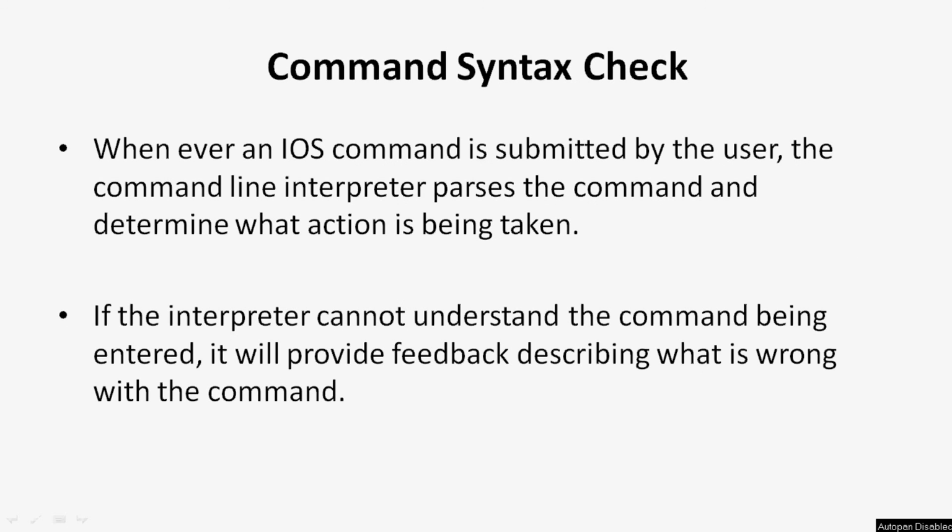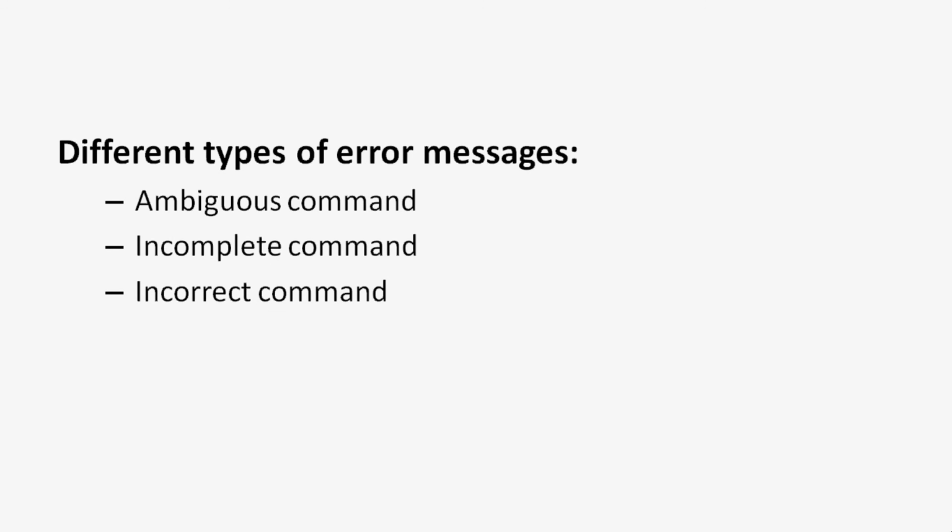Now we are moving to the next IOS help feature, that is command syntax check. Whenever an IOS command is submitted by the user, the command line interpreter parses the command and determines what action is being taken. If the interpreter cannot understand the command being entered, it will provide feedback describing what is wrong with the command. Here we can see different types of error messages, such as ambiguous command, incomplete command, and incorrect command.